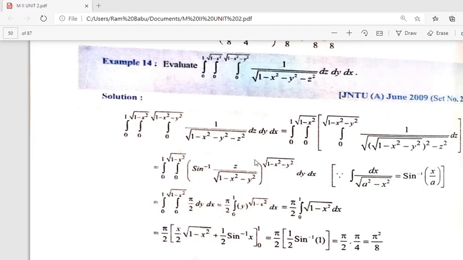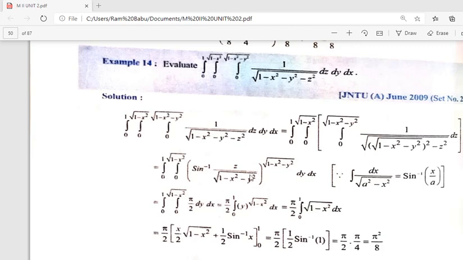Okay, now let us apply upper limit and lower limit. Replace z with root of 1 minus x square minus y square, that is sin inverse of root of 1 minus x square minus y square by root of 1 minus x square minus y square, that is sin inverse of 1. Minus, now here lower limit is 0, replace z with 0, that is 0 by root of 1 minus x square minus y square, that is sin inverse of 0. Therefore sin inverse of 1 minus sin inverse of 0, but sin inverse of 1 value is pi by 2, and sin inverse of 0 value is 0.